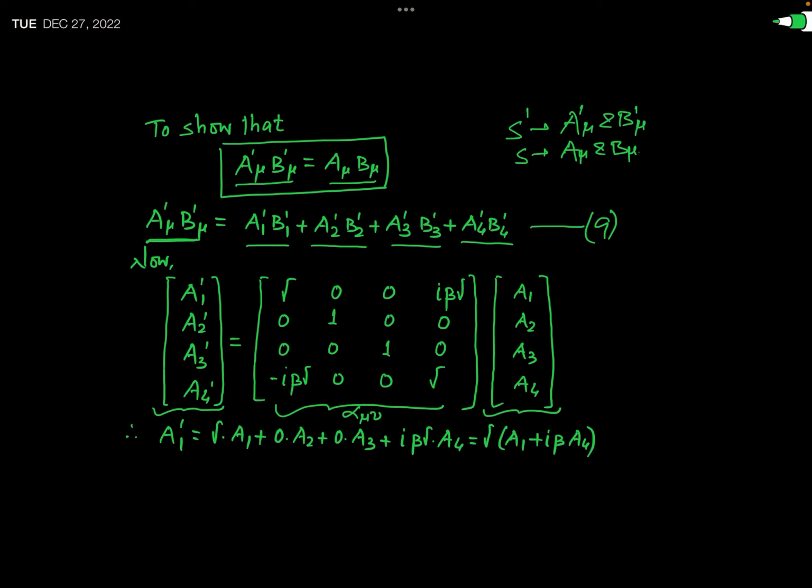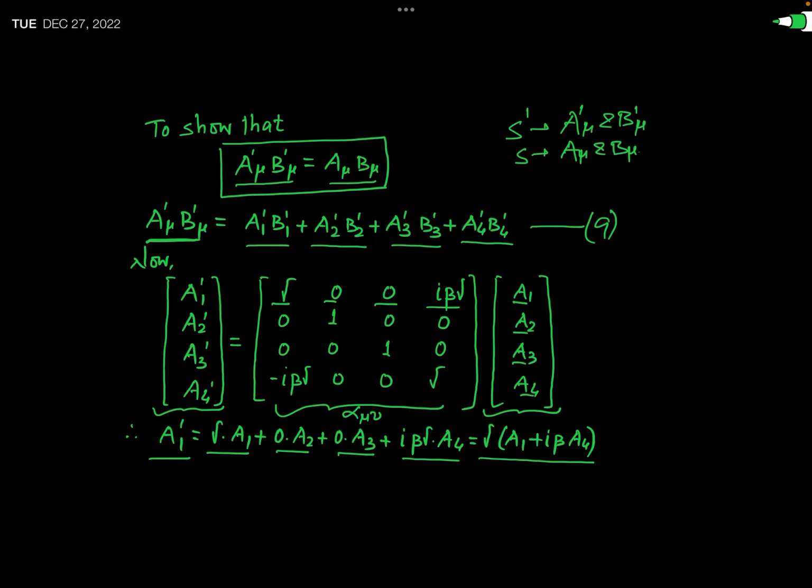Let us see here. If you want to find the value of A1 prime, we will take gamma times A1, so this is gamma A1, 0 times A2, 0 times A3, plus i beta gamma times A4. Now this will be simply equal to gamma times A1 plus i beta A4.